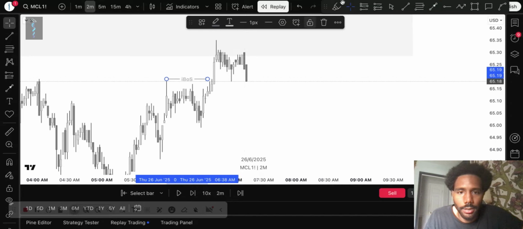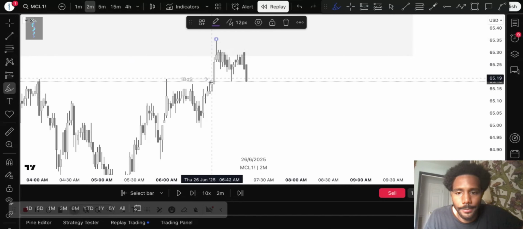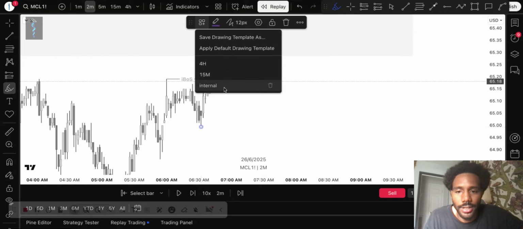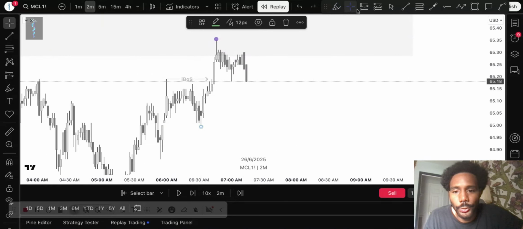Let's label that IBOS and swing low. Internal high, internal low. And let's change that to the correct code. You dig?